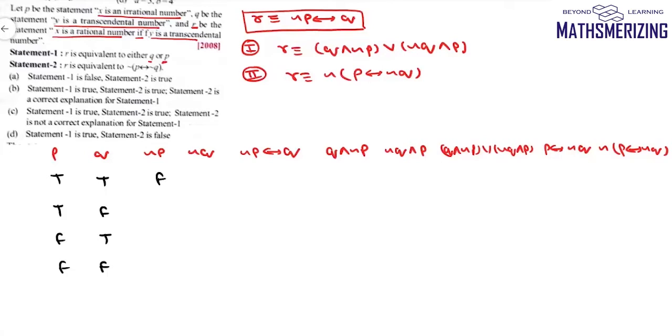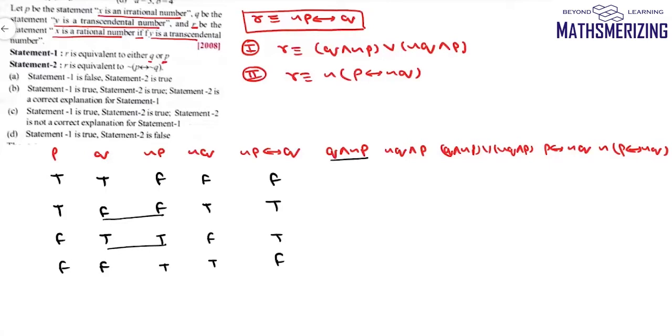Now not P will be false, false, true, true, and not Q is false, true, false and true. Now, not P if and only if Q. It will be true only when either both of them are true or both of them are false. In all the other cases it will simply be false.